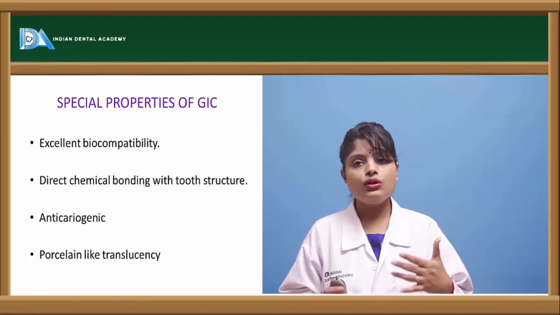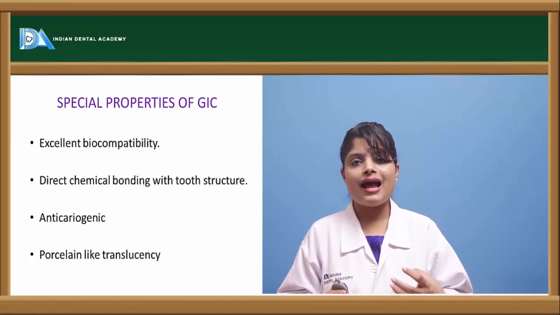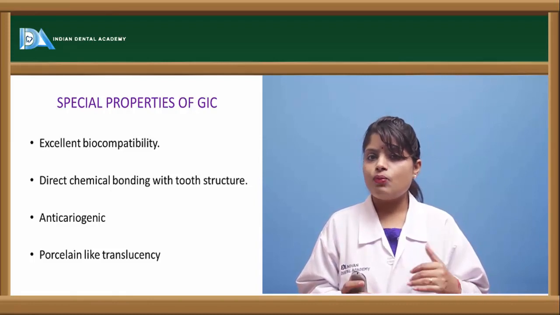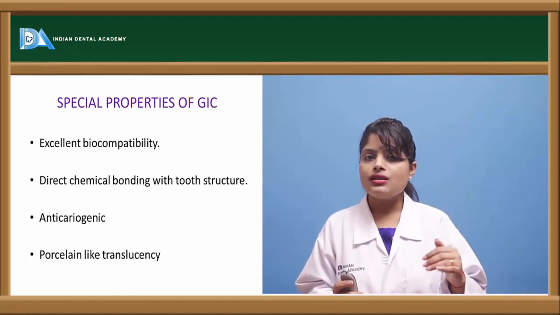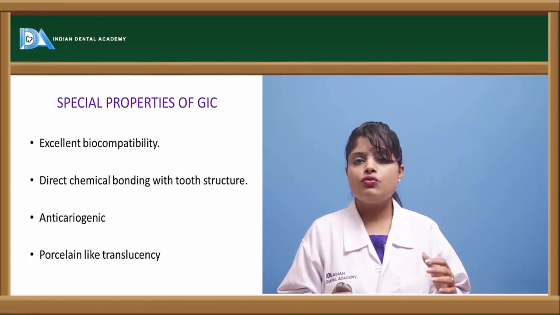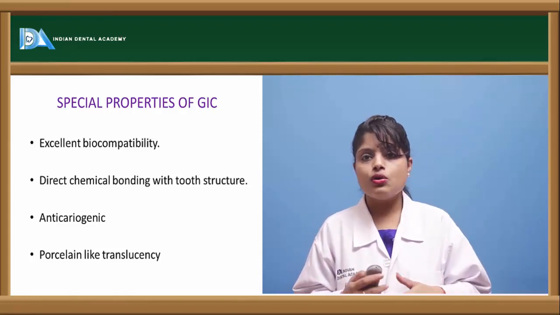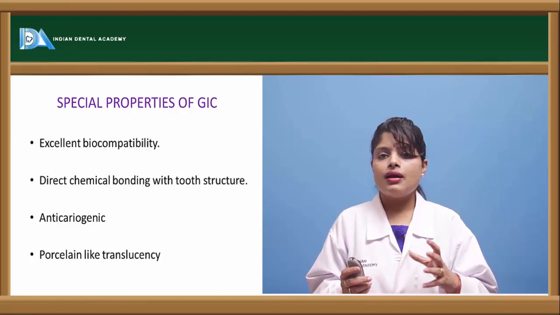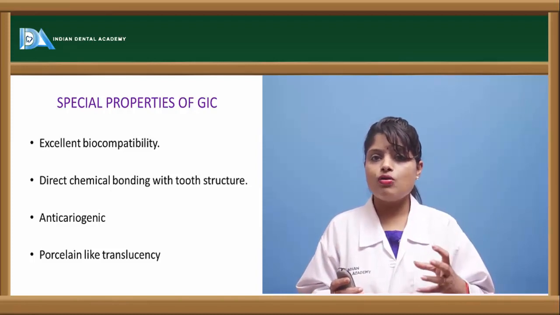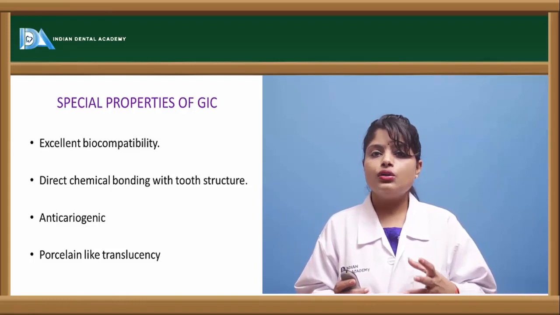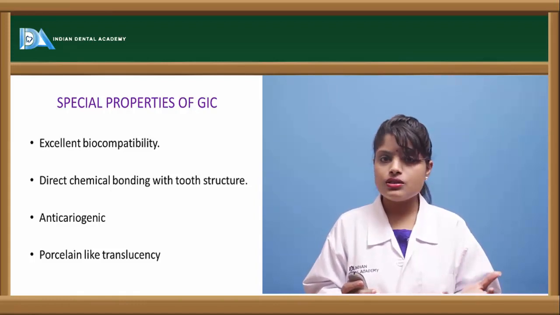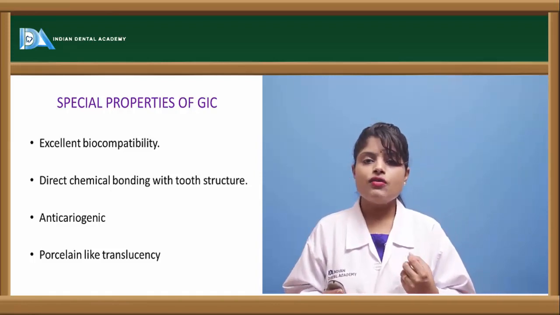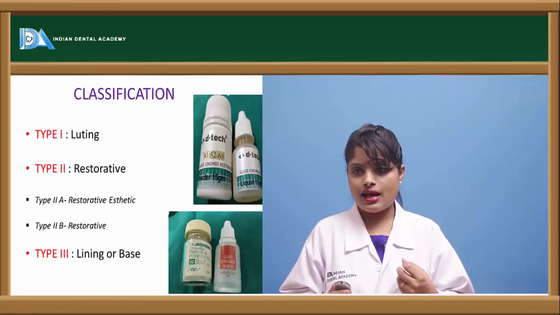It is bonded to the tooth surface by means of a chemical and a mechanical bond. The mechanical bond is created by etching with the polyacrylic acid, and the tags of the glass ionomer cement go into these porosities. This is mechanical bonding. In chemical bonding, various compounds are formed which covalently bond to the tooth surface. It also has excellent translucency, that is, the translucency of enamel can be matched by the glass ionomer cement.